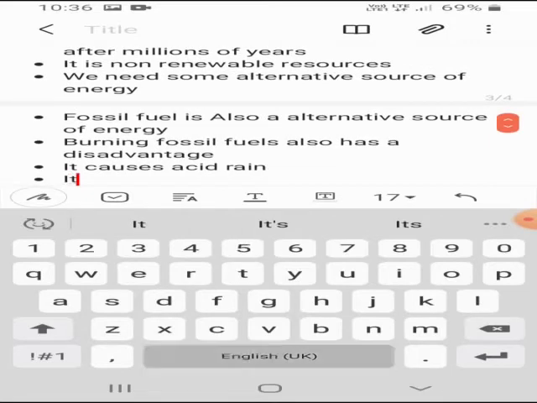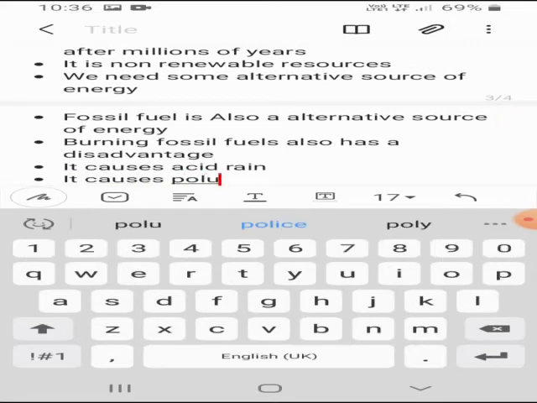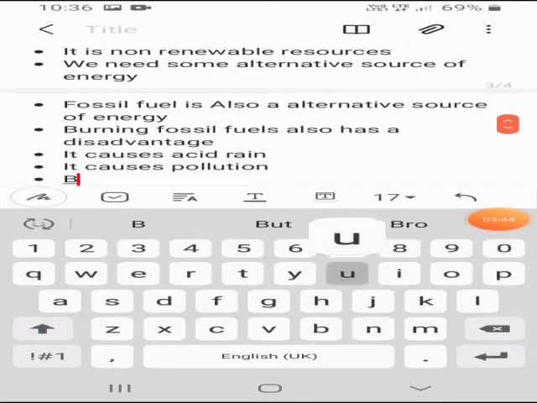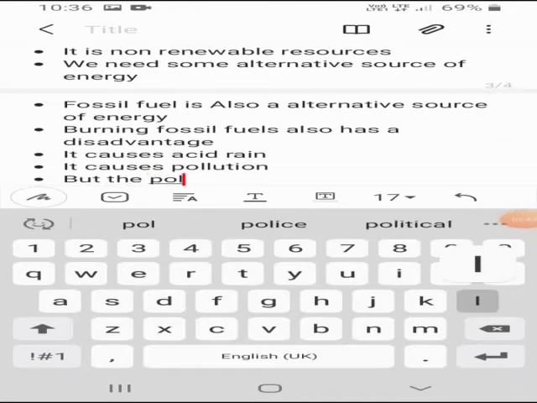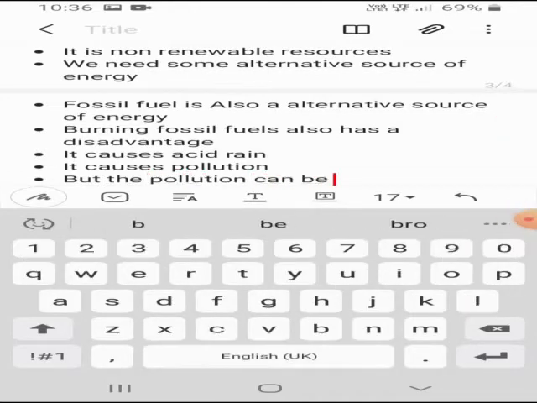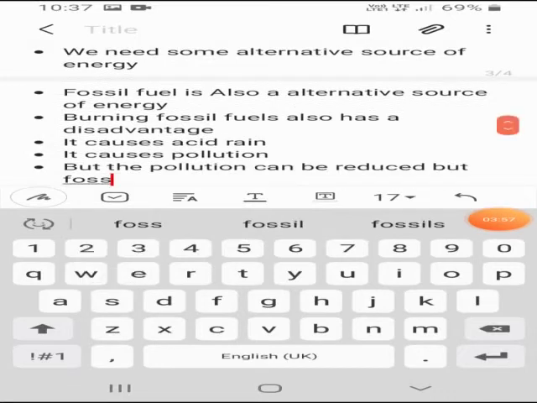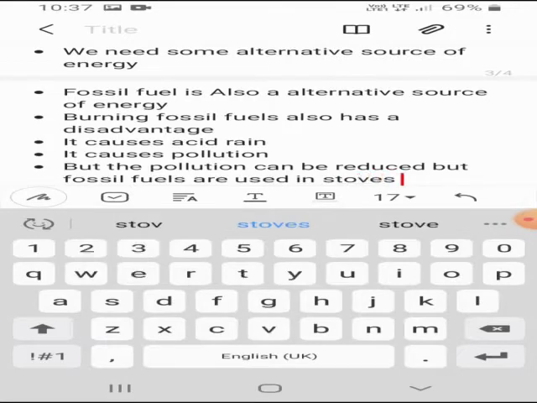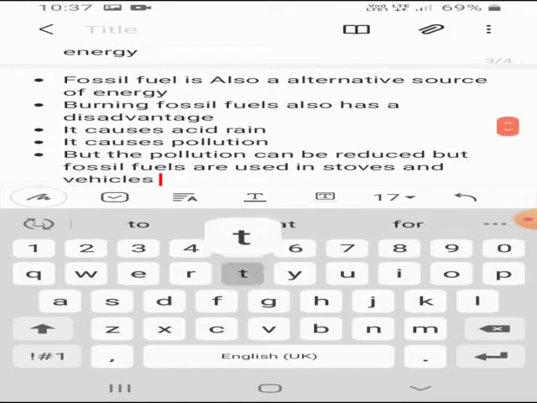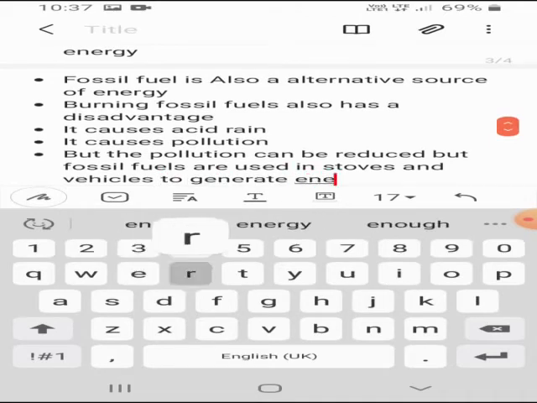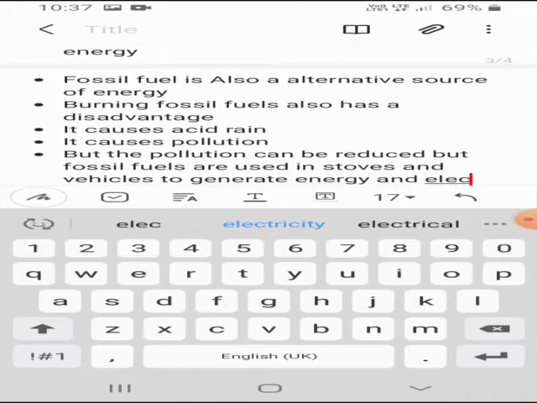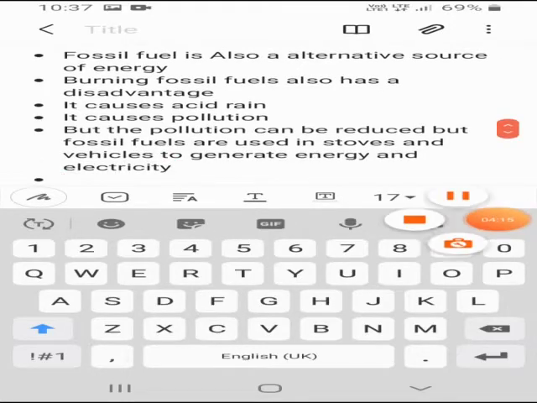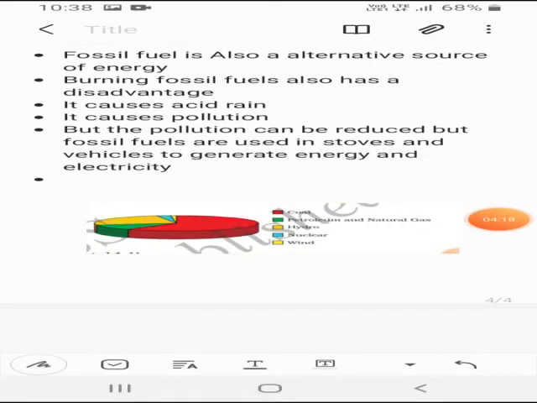It causes acid rain, and it causes pollution. The pollution from burning fossil fuels can be reduced, but fossil fuels are used in stoves and vehicles to generate energy and electricity. Also in electricity producing plants, they are using it.